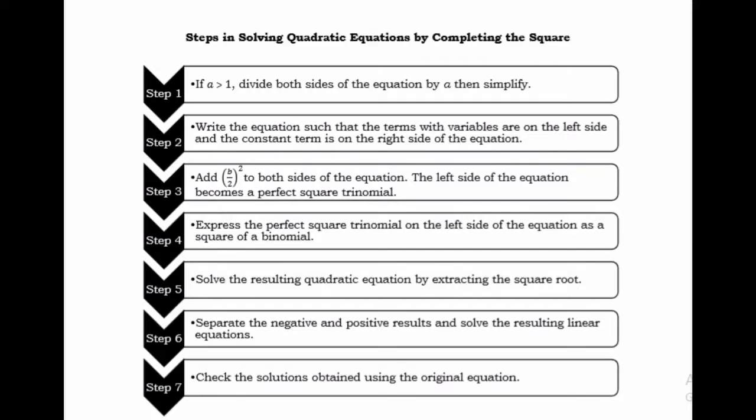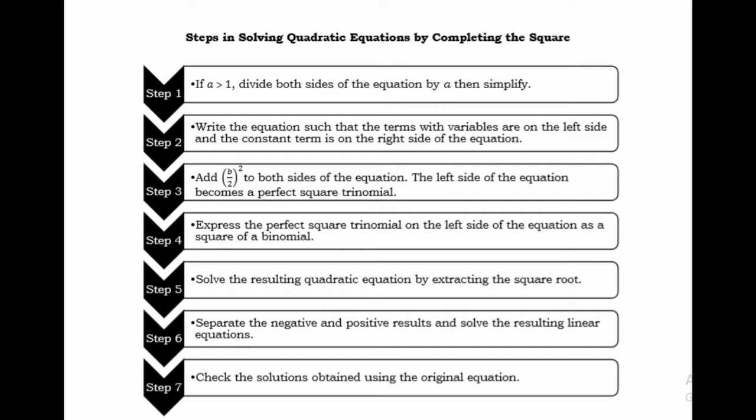When the given equations can be solved in either extracting square roots or factoring, use either of the two methods. However, if the equations cannot be solved using the two upper-mentioned methods, then it is time to use the method of completing the square. There are 7 steps in solving quadratic equations by completing the square, and here are the steps.